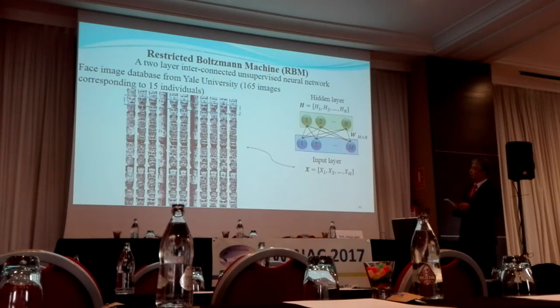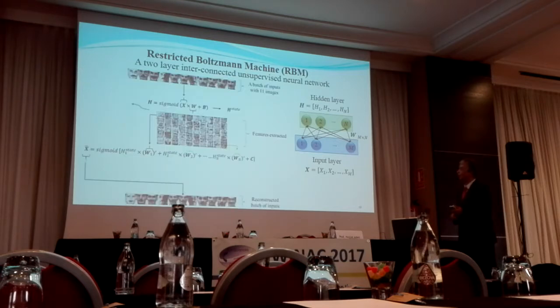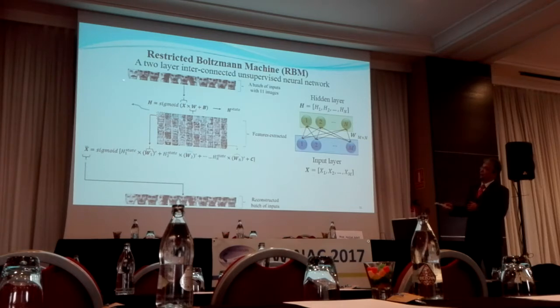So an example here is given using face recognition. The database is from Yale University, corresponding to 15 individuals. And the learning is actually represented in these weights. So you can see that this is a testing example, and this is what we learned. So if these faces are close to this, then the learning is successful.